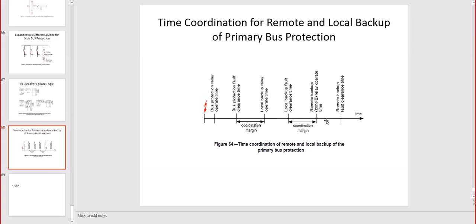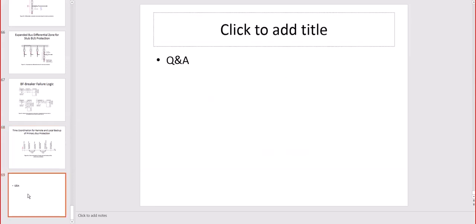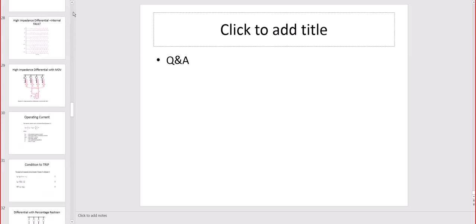So you have local backup with delay for the primary, and then you have remote that is overlapping 20% with your zone, and those are also set up with more delay than the actual backup. So you have a backup of the backup from the adjacent zone. And that will conclude our presentation for the bus protection and zoning.